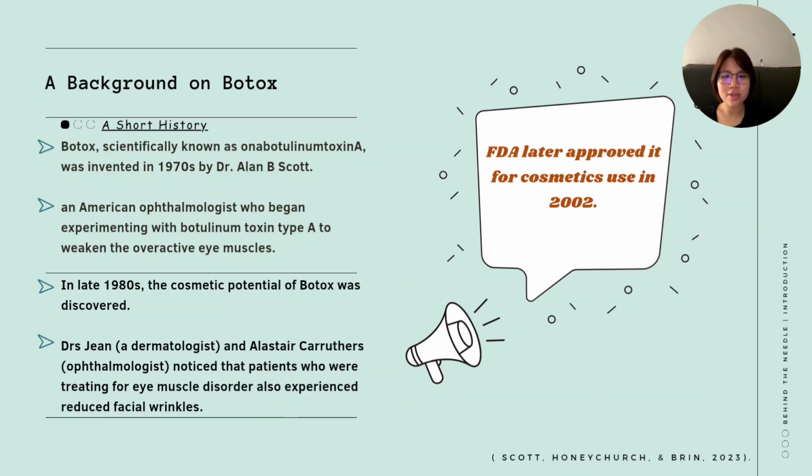Botox, scientifically known as botulinum toxin A, was invented in the 1970s by Dr. Alan B. Scott. He is an American ophthalmologist who began experimenting with botulinum toxin type A to weaken overactive eye muscles. In the late 1980s, the cosmetic potential of Botox was discovered. Dr. Jean Carruthers, a dermatologist, and Alastair Carruthers, an ophthalmologist, noticed that patients who were being treated for eye muscle disorder also experienced reduced facial wrinkles. In 2002, the FDA later approved it for cosmetic uses.